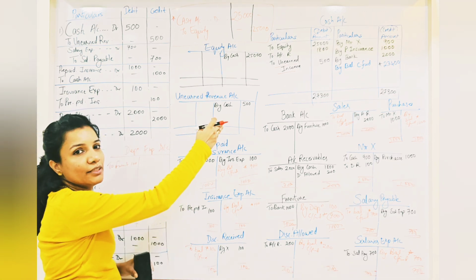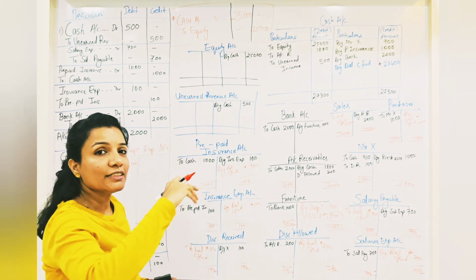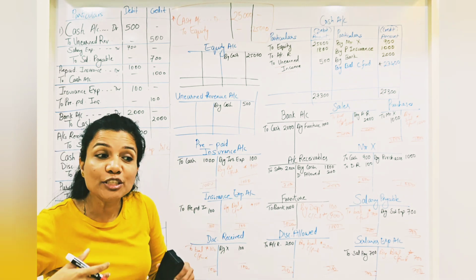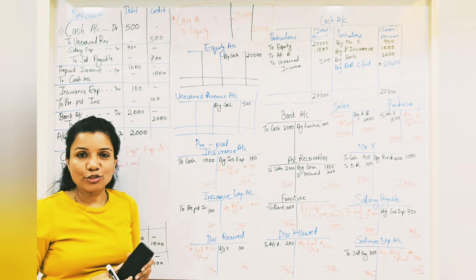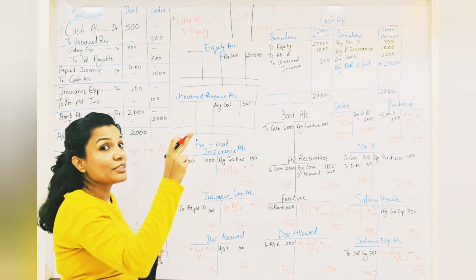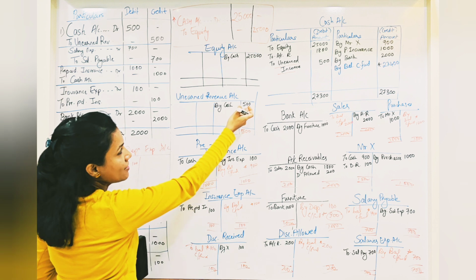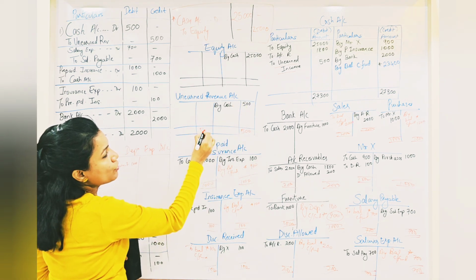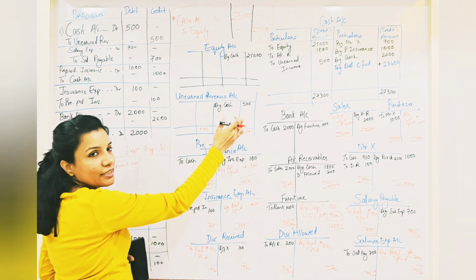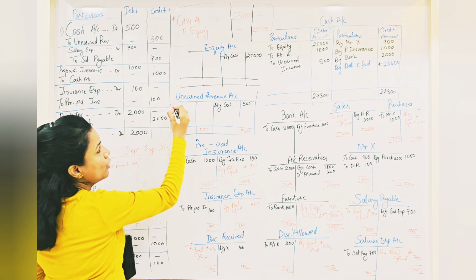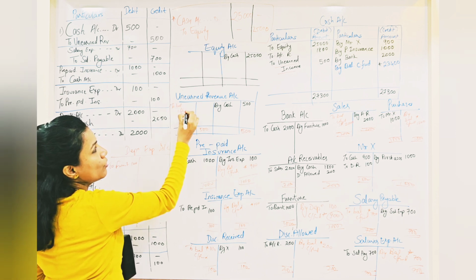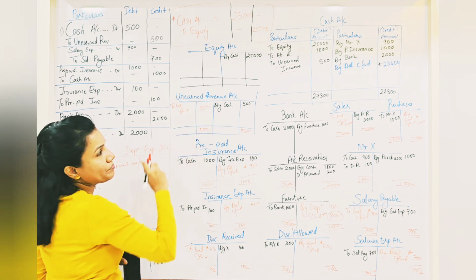Unearned revenue. We discussed unearned revenue is a liability. I am yet to provide services to my student. So it is a liability. Liabilities have a credit balance. All liabilities have a credit balance. And yes, it does. It is showing a credit balance of 500 and nothing on the debit side. Credit side is heavier. To balance carried forward 500.